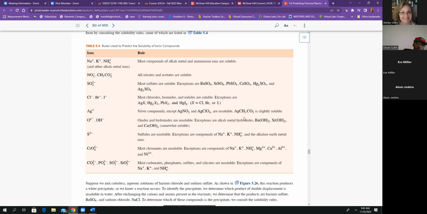And then silver compounds are insoluble, except for this one, which is slightly soluble, which is acetate. Remember, acetates are always soluble. See, so there you go. That's why it's soluble. And then oxides, peroxides and hydroxides are insoluble. You see that? Except for these, which are soluble. You see, slightly. And actually, sodium hydroxide is soluble too. Anyway, right here, sulfides are insoluble except for these. See, it gives you very detailed information here.